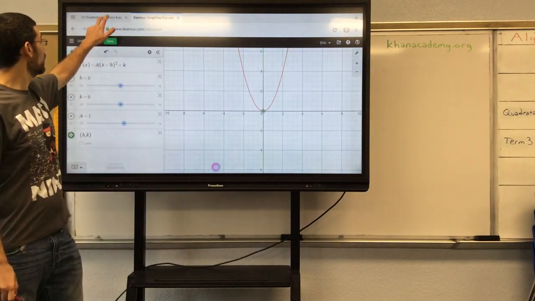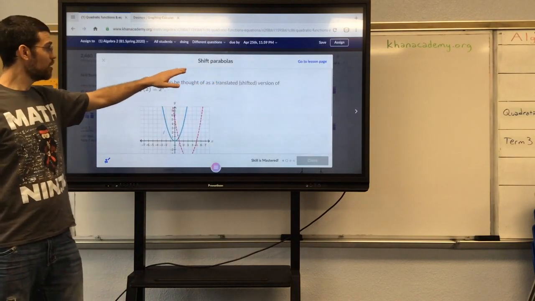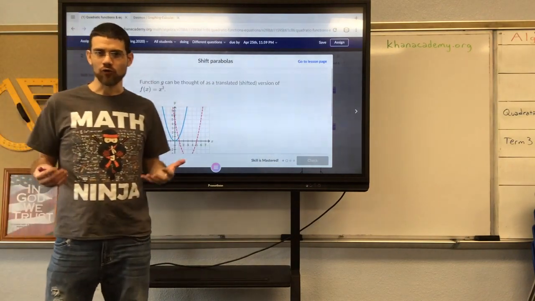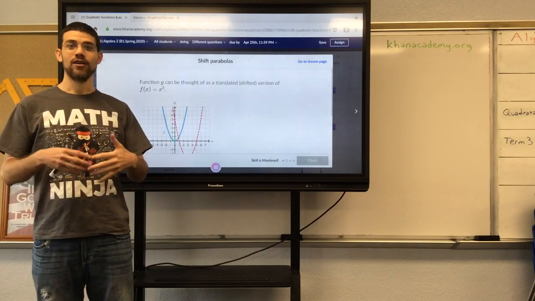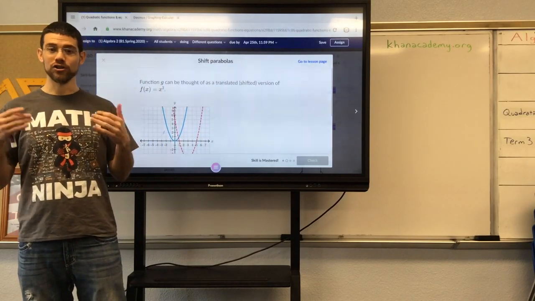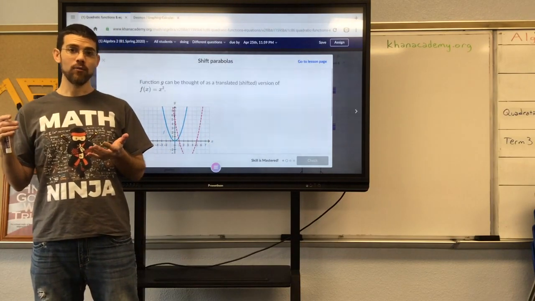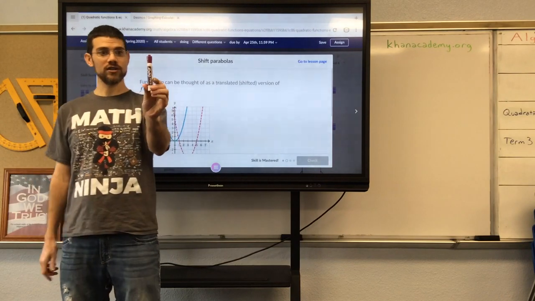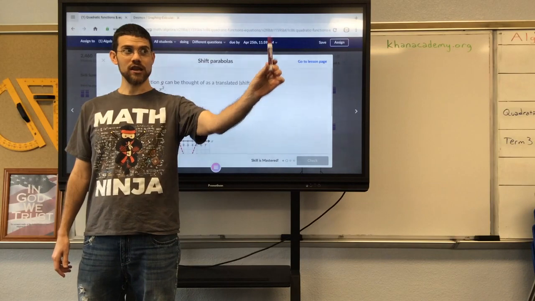We're on the skill shift parabolas. So shift is a kind of low-key, informal word that means translate. The more mathy word is translate. Translate means to move, but not to change the shape of. So, for instance, this marker, I can shift it or translate it.